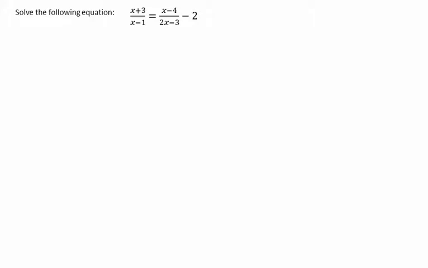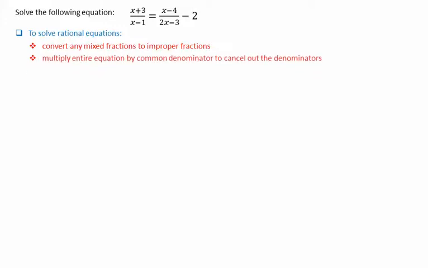Solve the following equation. To solve rational equations, first convert any mixed fractions to improper fractions. Then multiply the entire equation by a common denominator in order to cancel out the denominators.